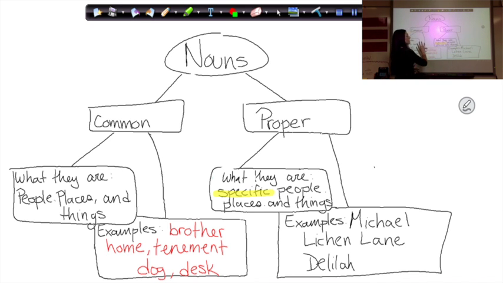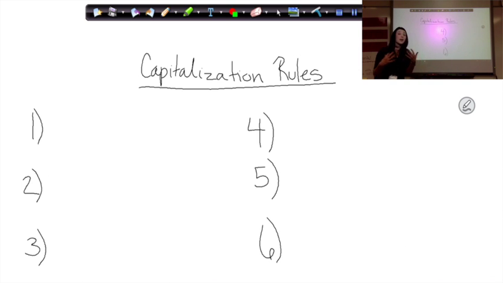So, just to review really quick, we have common nouns, which are just people, places, and things, and proper nouns. What you need to know about those proper nouns is that they're very specific. It's the specific one that you're talking about that makes it a proper noun. So there are some capitalization rules that we follow when we talk about proper nouns. The first one is that you capitalize the names of people and pets.